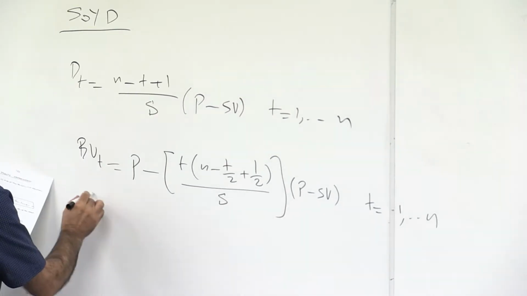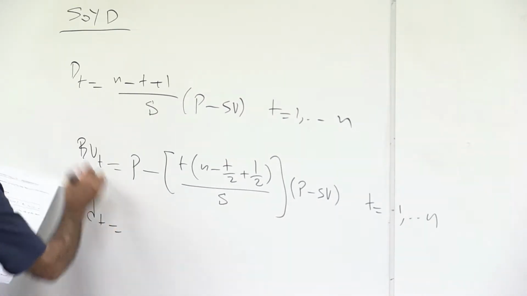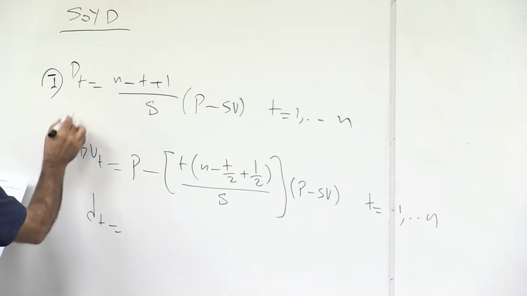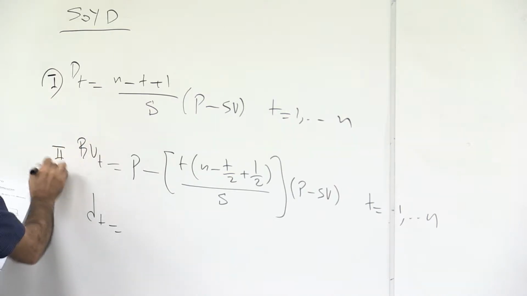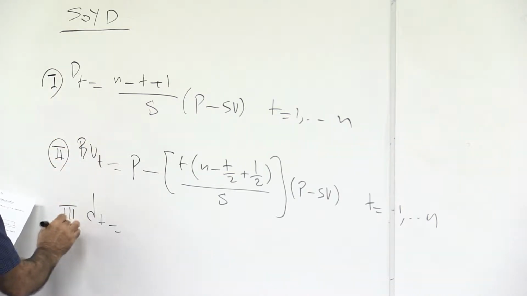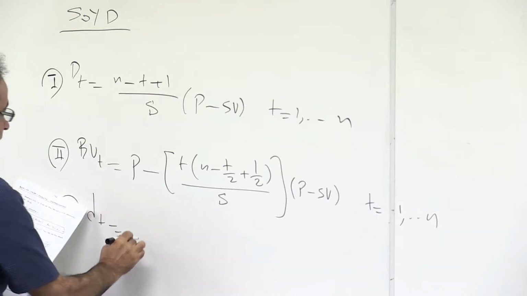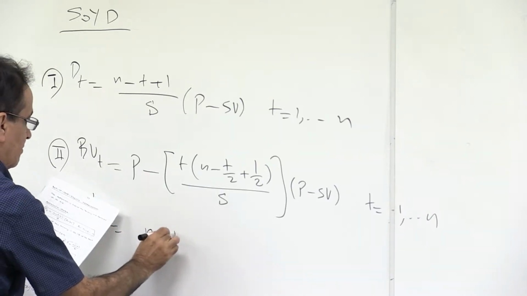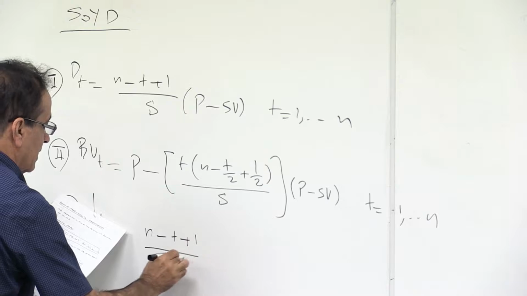And basically we need three equations: one for depreciation charge, one for book value, and one for the depreciation rate. So this one is (n minus t plus 1) divided by s.